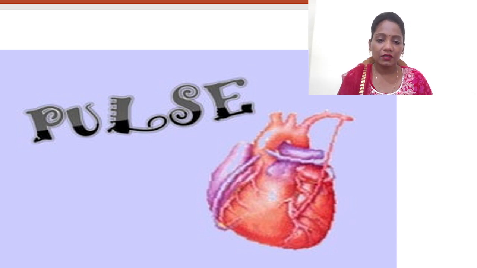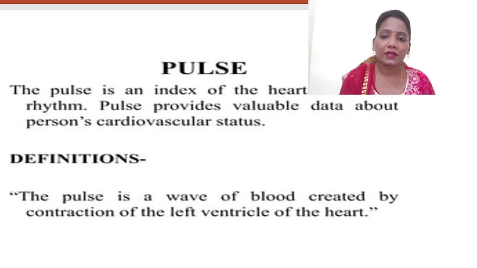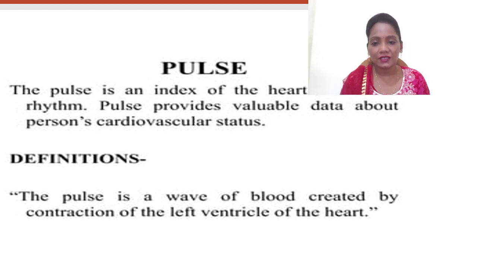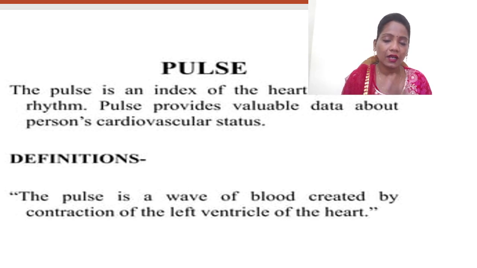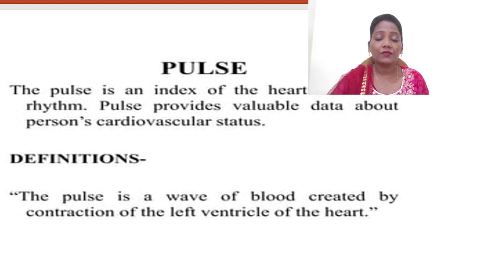What is pulse? When you are in the hospital, the first thing to check if the person is alive or dead is the pulse. A pulse is an index of heart rate. If the pulse is present, that means the heart is working, and we can analyze the heart rate. It is an index of heart rate and rhythm. Pulse provides valuable data about the person's cardiovascular status, how the heart is working, and whether there are any variations. You can find this out with just the pulse, and it is a very important vital sign for analyzing whether the person is alive or dead.